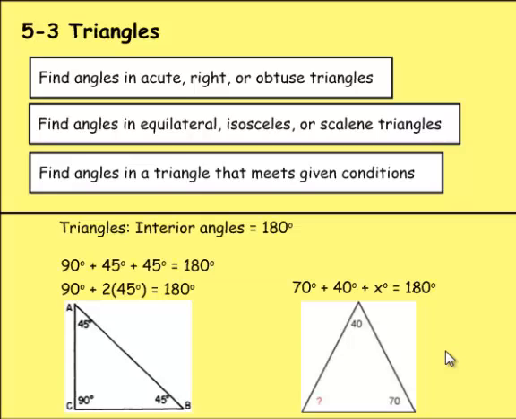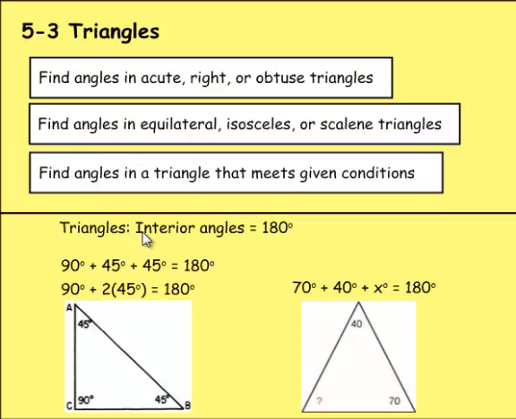Lesson 3 of Chapter 5 focuses on triangles. First, we'll find angles in acute, right, and obtuse triangles. Then we'll find angles in equilateral, isosceles, or scalene triangles. Then we'll find angles in a triangle that meets given conditions. A couple things that we need to know before we move on.